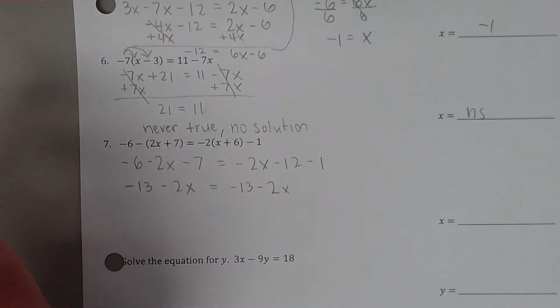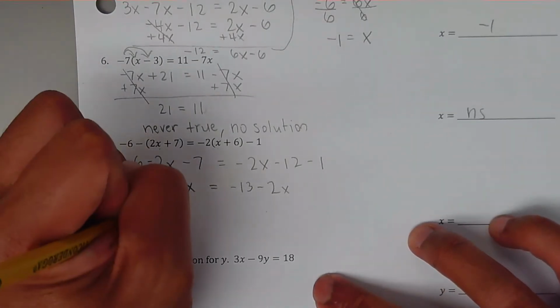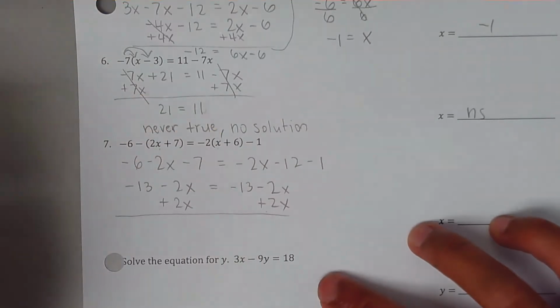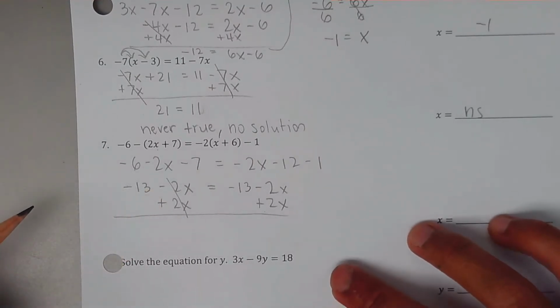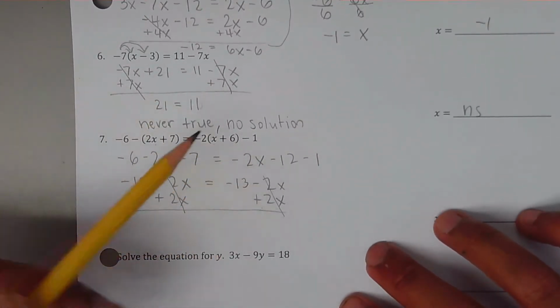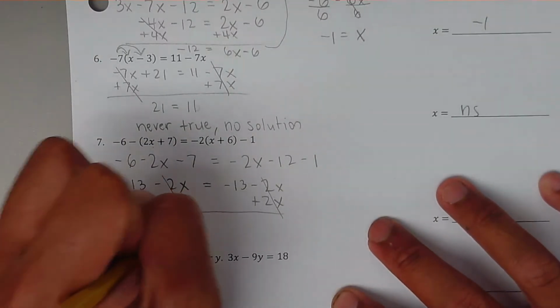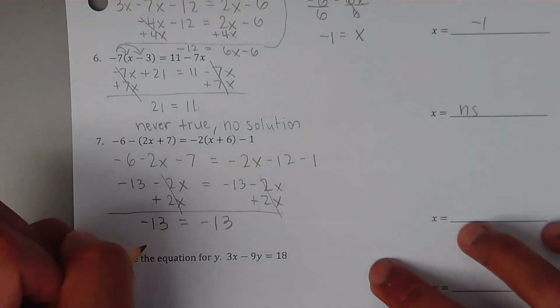All right, so we have x's on both sides of our equation. We want to get it to be on one side only. Add 2x to both sides. X's on the left cancel out. And then same thing on the right. Those cancel out as well too. We're left with -13 is equal to -13. This is always true.